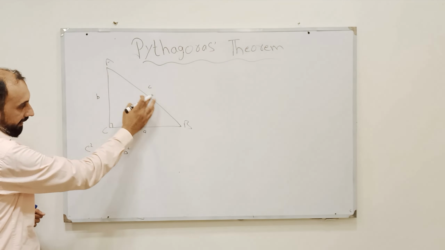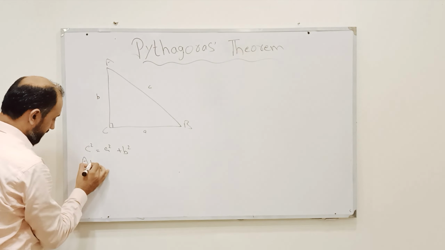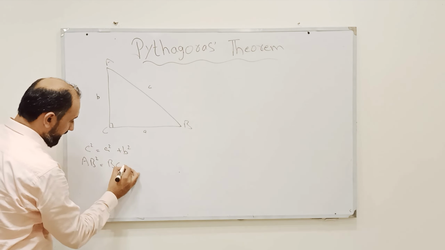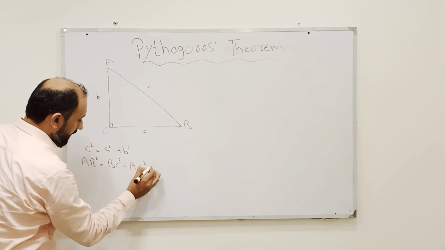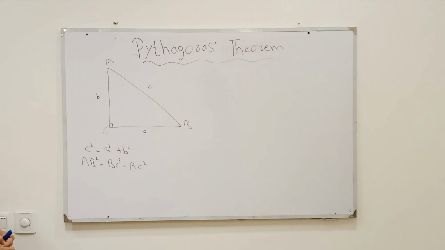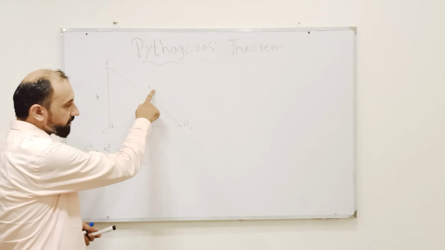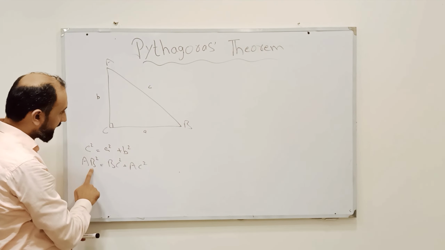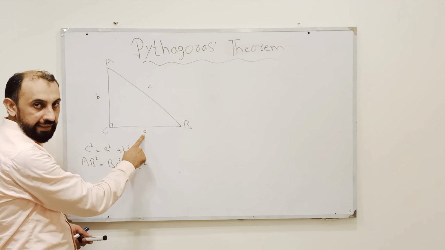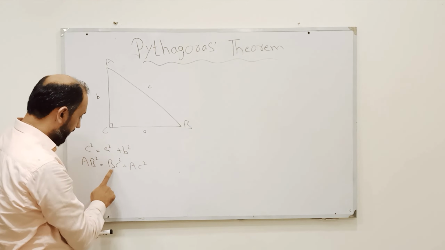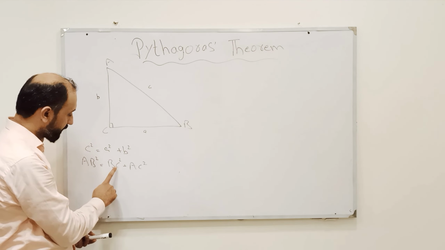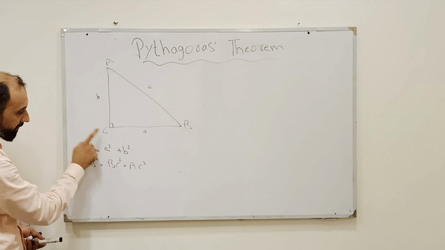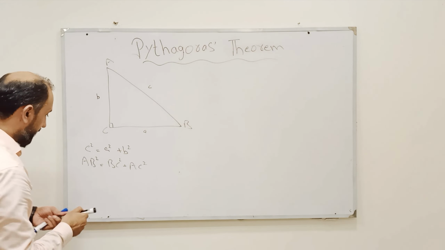Now it means AB square is equal to BC square plus AC square. Now you make the side c and the sides a and b. So AB square is equal to the square of a, which is BC, plus the square of b, which is AC. So that's why you put BC square plus AC square. AC means you have the side b. So this is the Pythagoras concept.